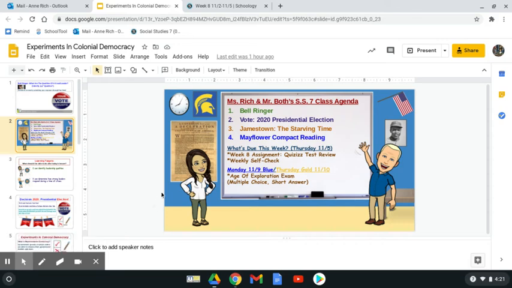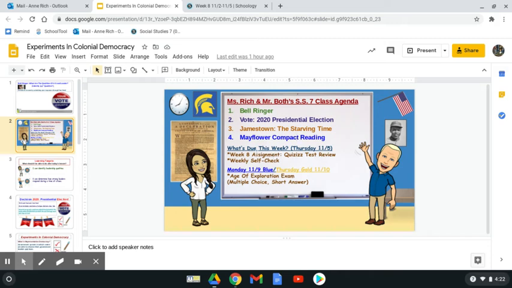Welcome back. Here is what we are working on today. You have completed the bell ringer, and the next thing that we're going to cover is some information about the 2020 presidential election. Depending on what time you are working on this, it very well may be election day, and it's important that we take a look at some of the information behind that. We are also going to focus today on 2 experiments in colonial democracy. We want to focus on a crisis in Jamestown, specifically the Starving Time, and we also want to look at the Mayflower Compact. We have a video specifically for you guys to take a look at that.